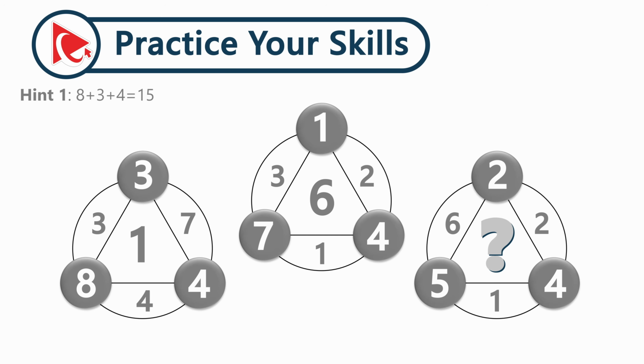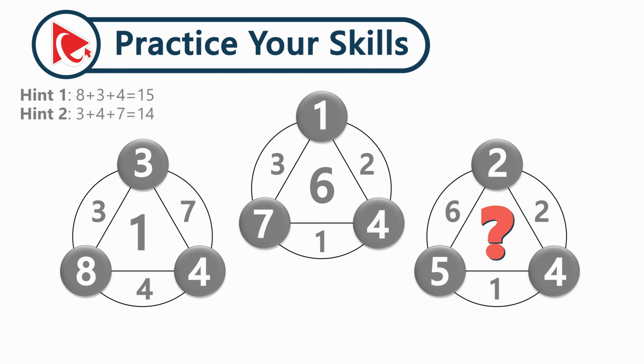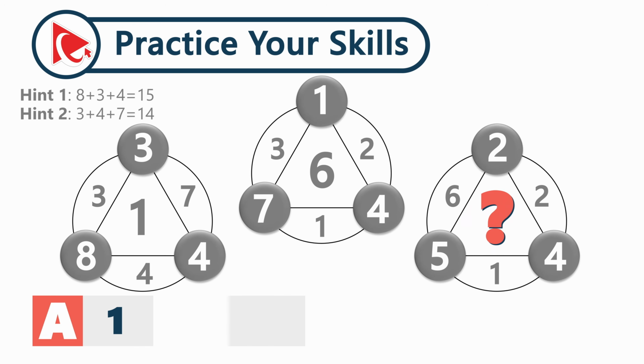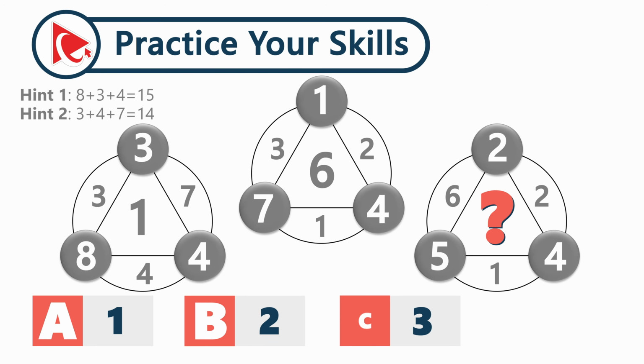2, and 1 on the inside, and you need to calculate the missing number in the middle and select the answer out of 4 possible choices. Choice A, 1, choice B, 2, choice C, 3, and last but not least, choice D, 4.